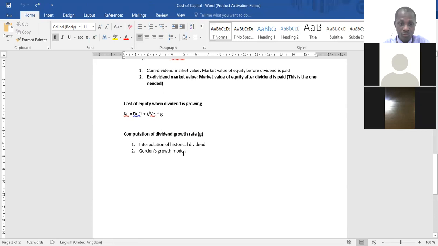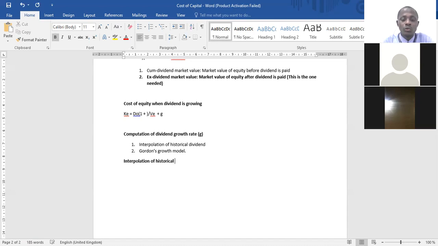If you use Gordon, and I use historical dividend, you will not get the same result, but that is the approach. You don't have to bother yourself if you are getting different results. It's a matter of formula. So let's see the first one. When do you need to use interpolation of historical dividend?